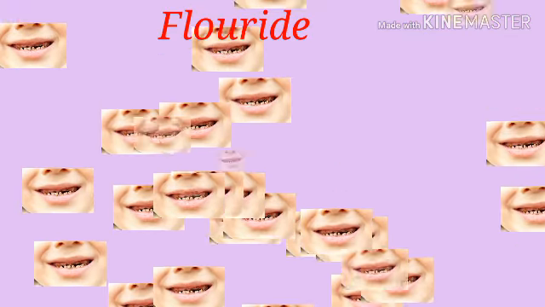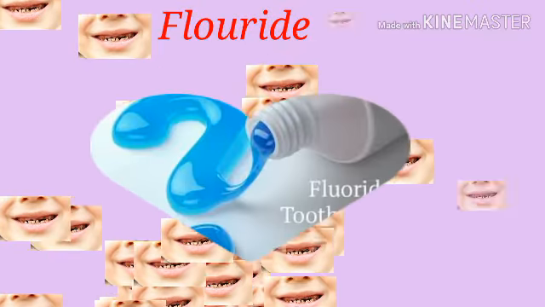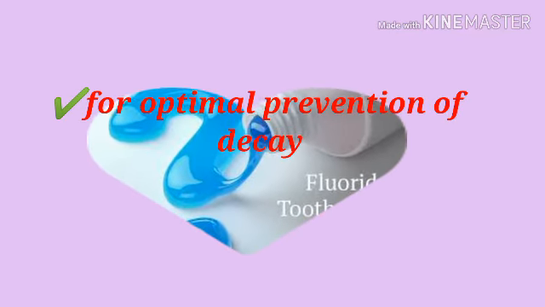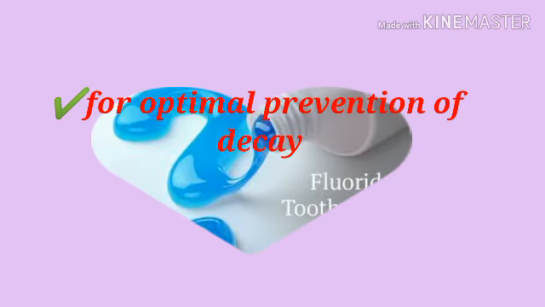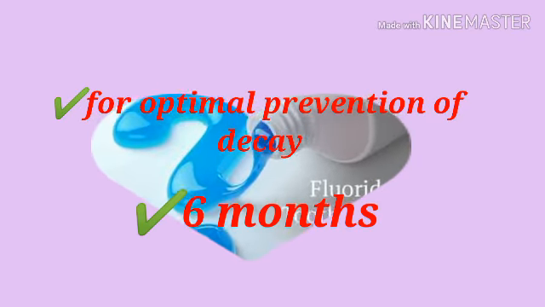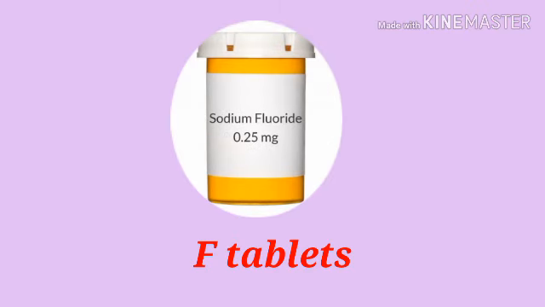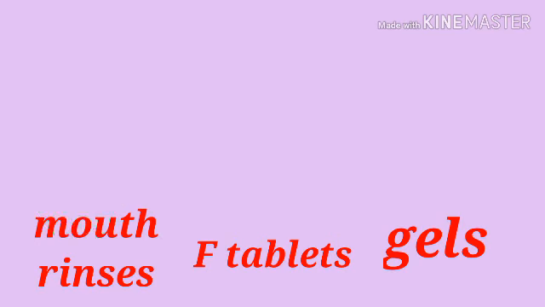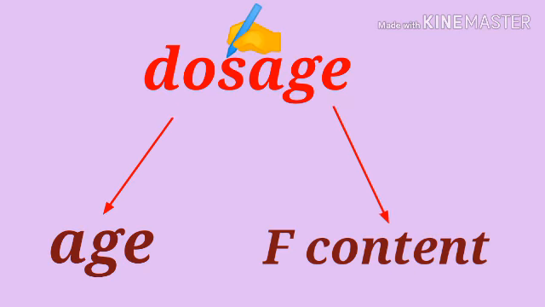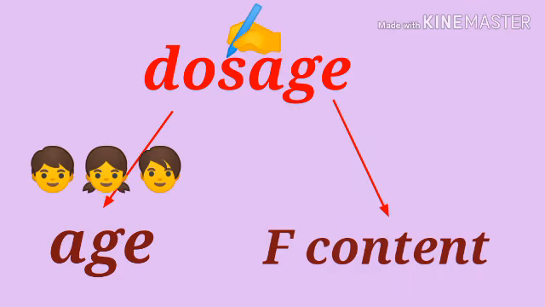We know that one of the most effective agents used today to combat tooth decay is fluoride. For optimal prevention of decay for the developing and erupted teeth, it is recommended that children be exposed to fluoride from the age of 6 months. Supplementation in the form of tablets, mouth rinses, pastes or gels is generally continued until age 16. When determining the appropriate dosage of the systemic fluoride, we have to consider the child's age and the fluoride content of the drinking water.